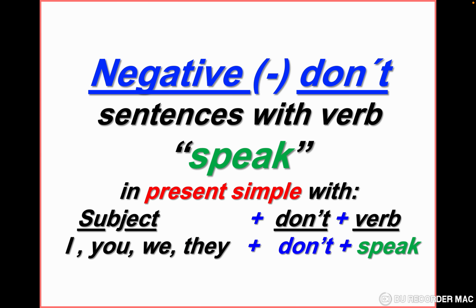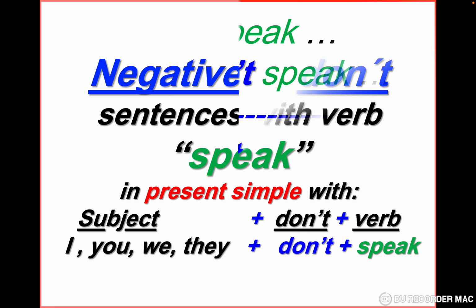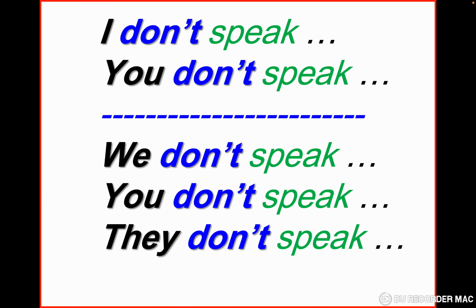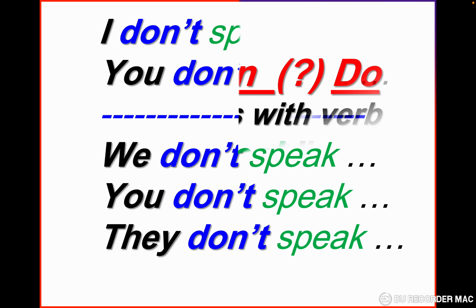In the negative form we use the word don't with I, you, we, and they. Let's see, this is the rule. I don't speak. So don't is between the subject pronoun and the verb. I don't speak. You don't speak. We don't speak. You don't speak. They don't speak. Let's continue.